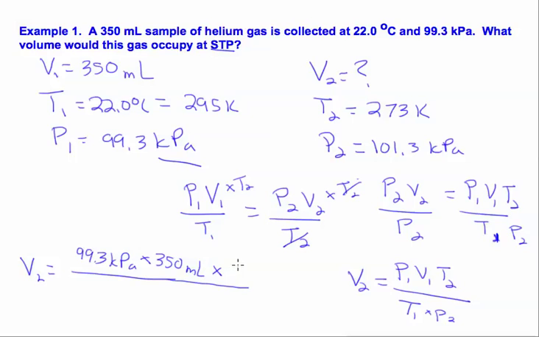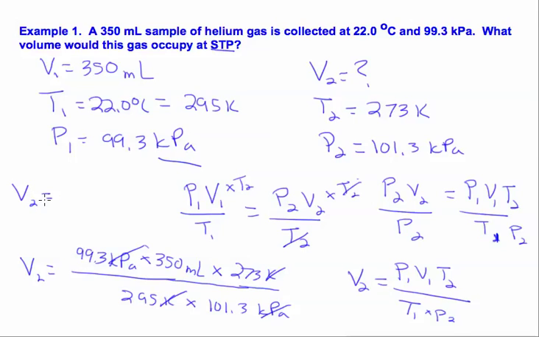T2 is 273. And T1, 295 K, times 101.3 kPa. And you can see in terms of units that Kelvin and kilopascal cancel out, which gives us milliliter, which makes sense for a volume. And since we're running out of space a little bit, we'll put our answer here.